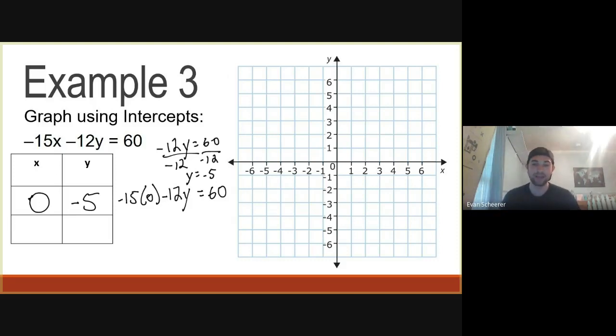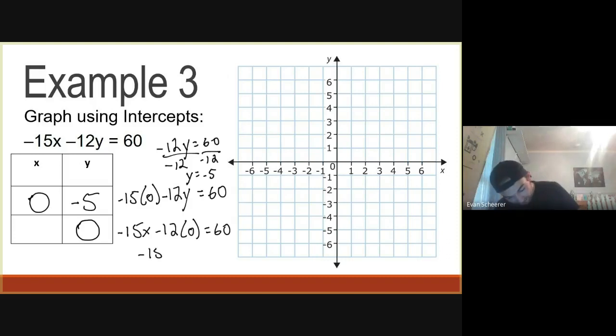But notice, an x-intercept is where it crosses the x-axis. There is no height. You are perfectly flat. So if there's no height, that means our y value is 0. So what we're going to do here, we're going to do negative 15x minus 12, and we're going to plug in 0 for y. And that's going to give us 60. So that gives us negative 15x equals 60. We're going to divide negative 15, divide negative 15, and then x equals negative 4.